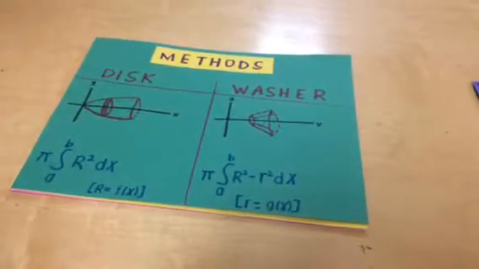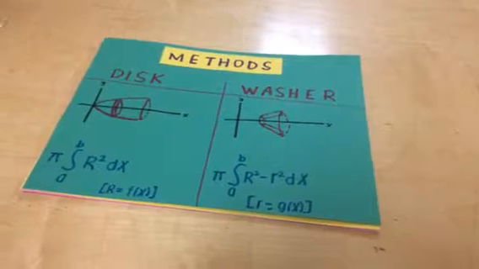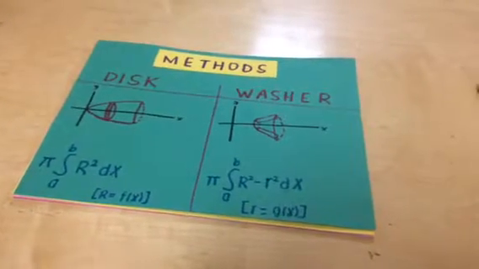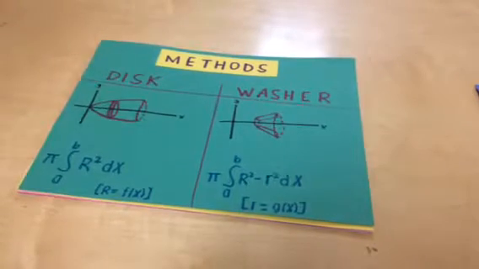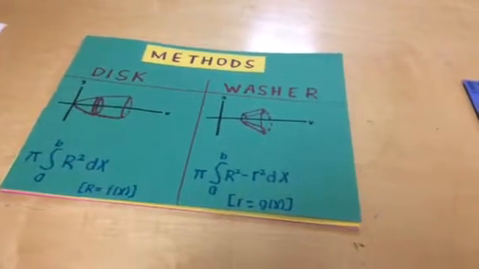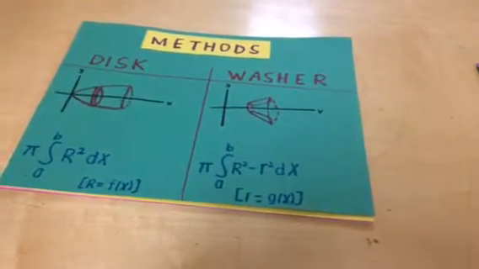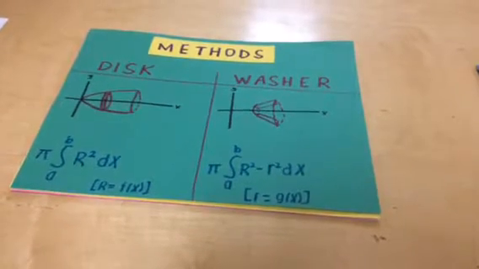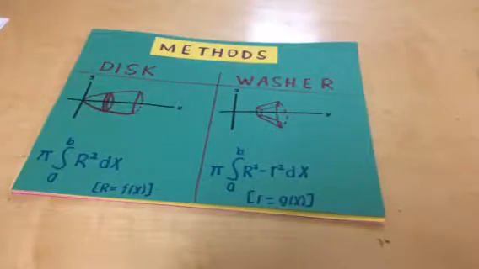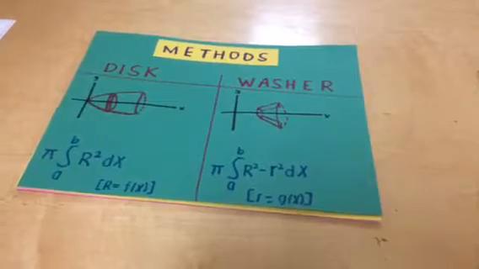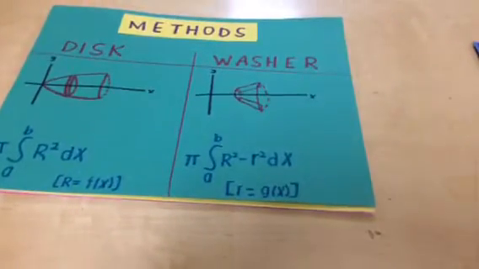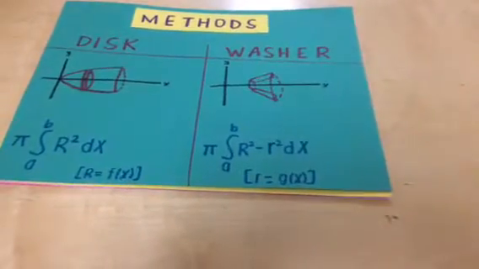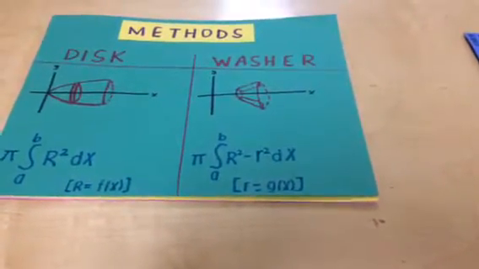The second method is washers, which is used when there is a hole in the center. The washer method is used typically when we revolve a region that is not touching the x-axis. To do this, we use the formula pi times the integral from a to b of big R squared minus little r squared dx. This is done by revolving the area about another line, either in terms of y, which is horizontally, or vertically in terms of x.